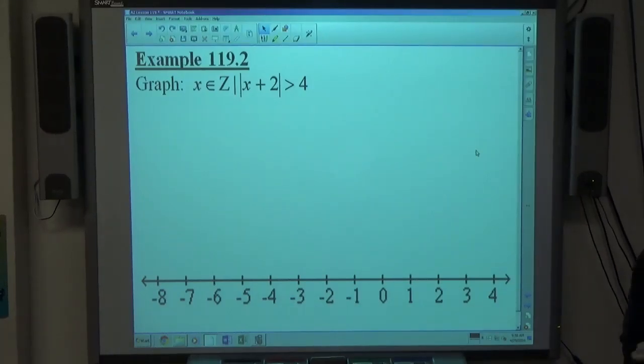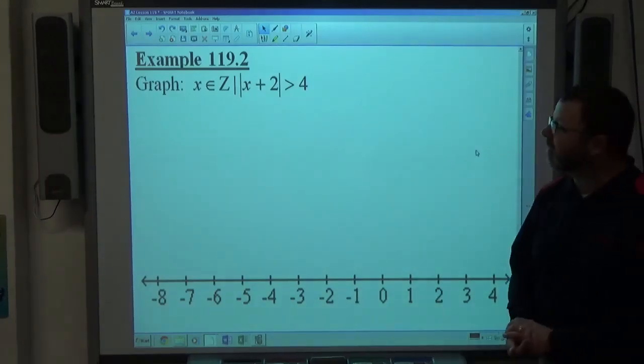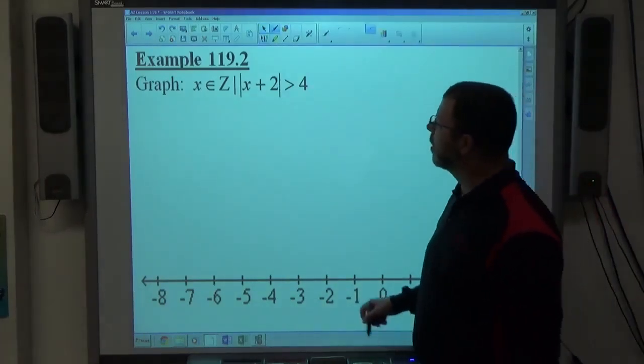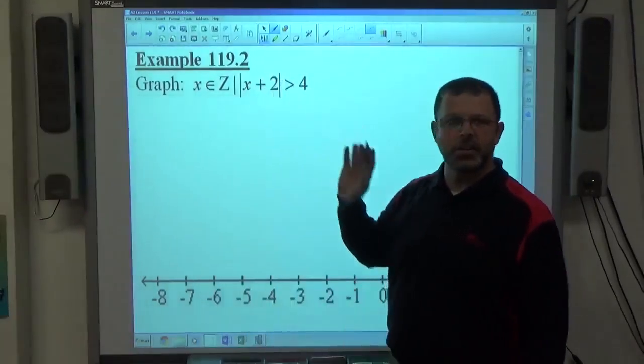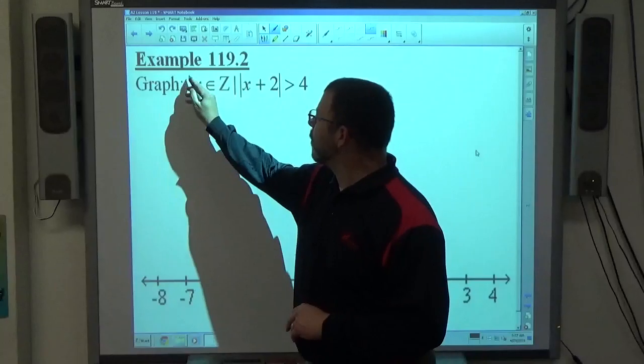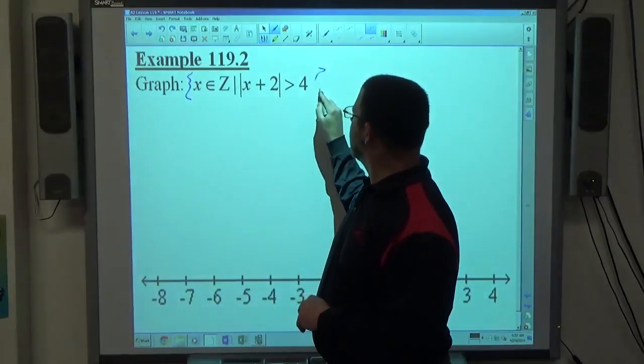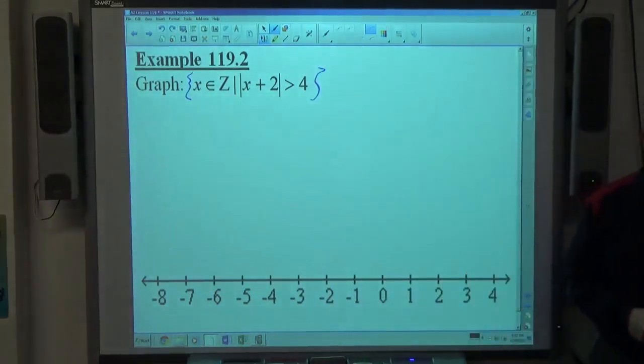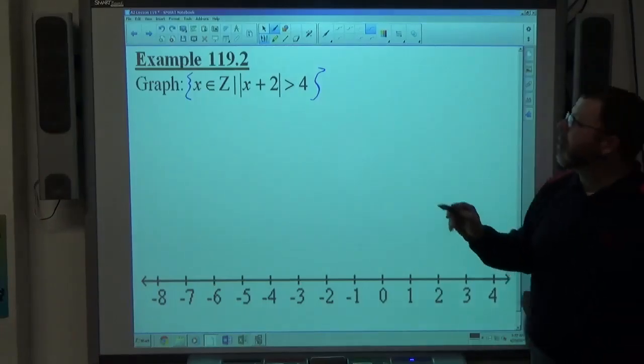Okay, example 2: graph the set of x as an integer such that the absolute value of x plus 2 is greater than 4. Notice there is no equals to here, it's an integers thing again, so it falls into the category of what I was dealing with in the very last problem. I'll put set braces on it. So it's the same kind of problem as the last problem.